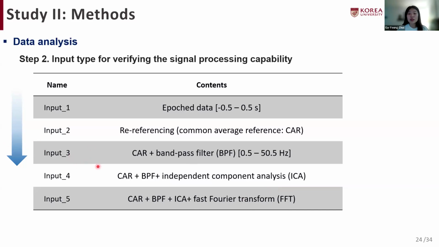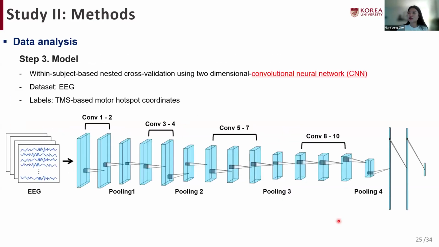In the case of input 3, we removed the ICA step and only applied simple pre-processing. And finally, for input 1, only epochs were included and time series data without any other pre-processing was used as the input. After that, a two-dimensional convolutional neural network model was used in this study. It was trained and tested using a trial-wise nested cross-validation approach to build a user-adapted model that accounts for individual differences. The data from each subject were independently used for the model training.